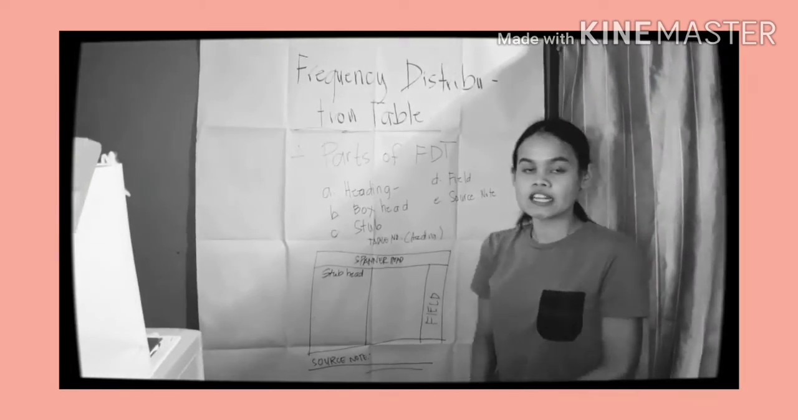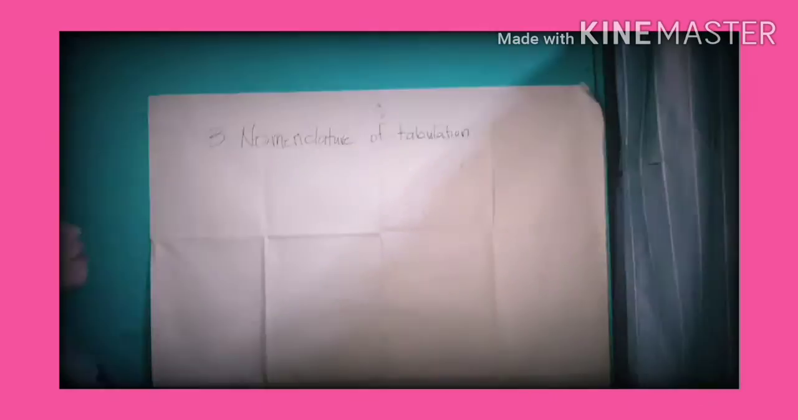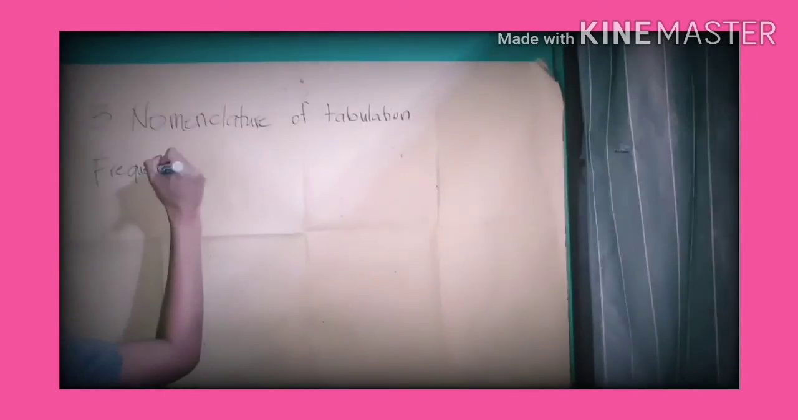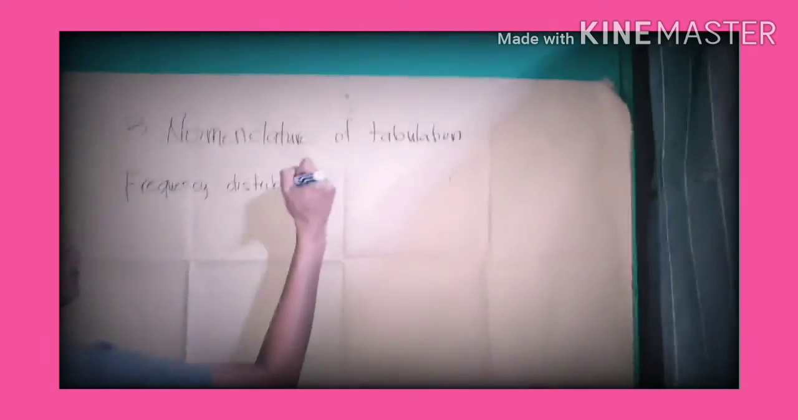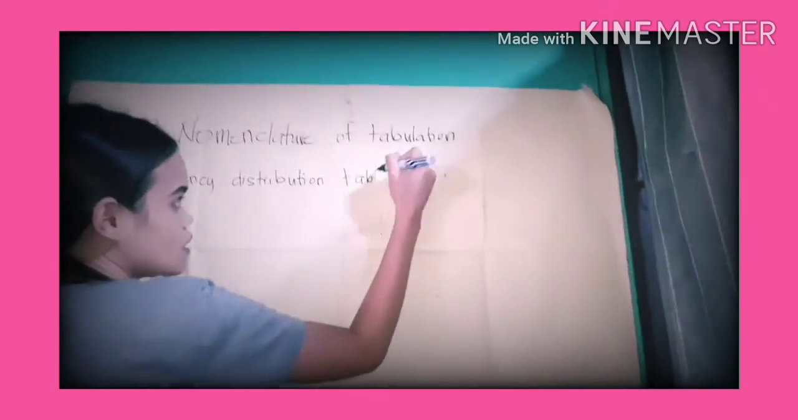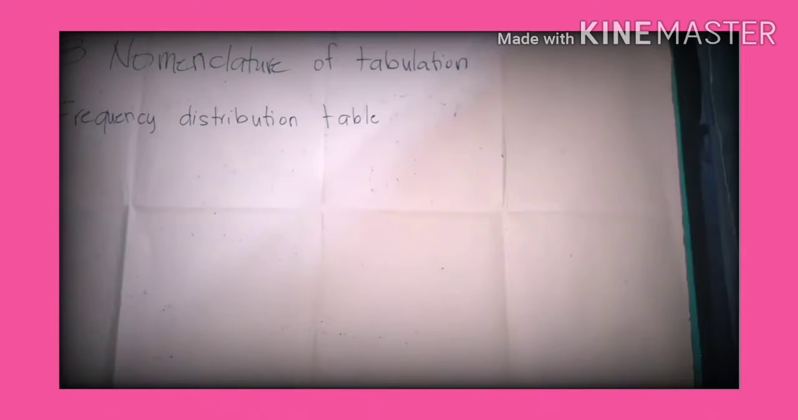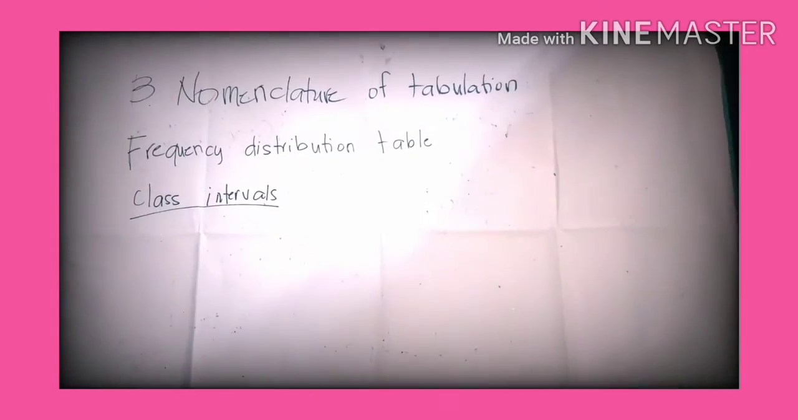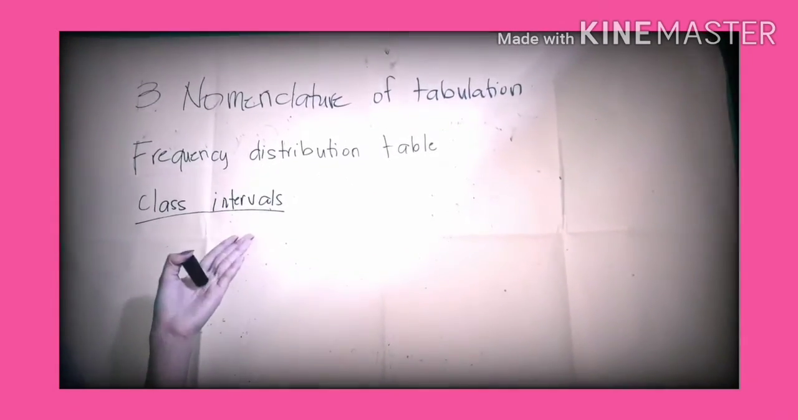Next we're going to proceed to the nomenclature of tabulation. The nomenclature of tabulations consists of 7 parts. First is the frequency distribution table. The frequency distribution table is the summary of the distributions of observations. Secondly is the class intervals. The class interval has 2 parts of limits, the lower limits and the upper limits.